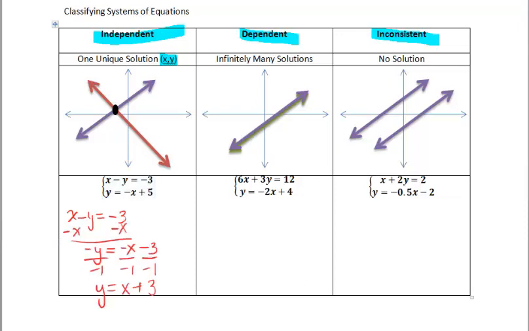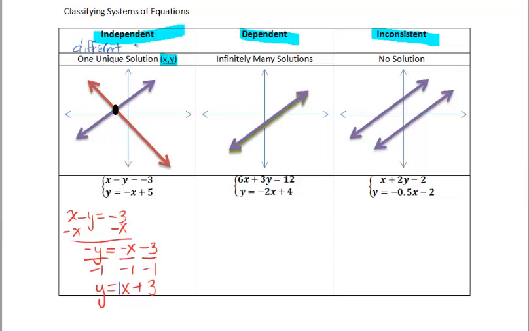I'm now going to compare these two equations. I have y equals negative x plus 5, and then I have y equals x plus 3. My slopes of negative 1 and 1 are different. If I have different slopes, that means that they cannot be dependent and they cannot be inconsistent, so it must be independent. So my key here for independent in looking at it is if I see different slopes.